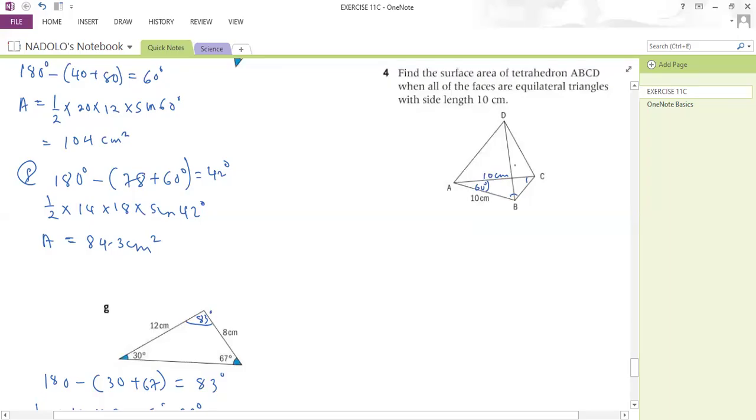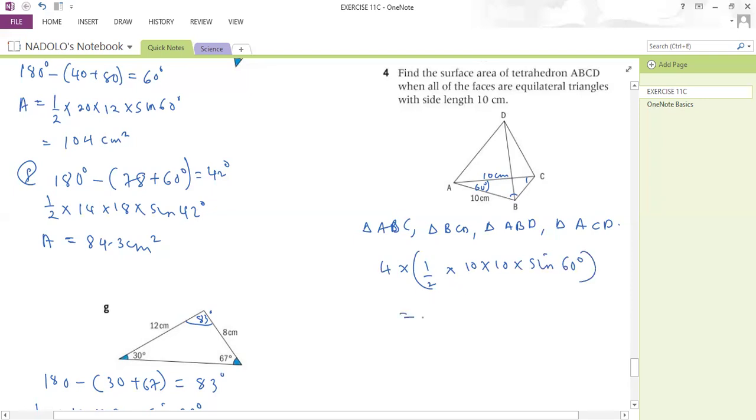when we have triangle ABC, we also have triangle BCD, we have triangle ABD, and we have triangle ACD. So those are the four triangles we have. So we get the area of one triangle and then we multiply by 4. So 4 times the area of one triangle, half times 10 times 10, then the angle between them, which is sine 60 degrees.